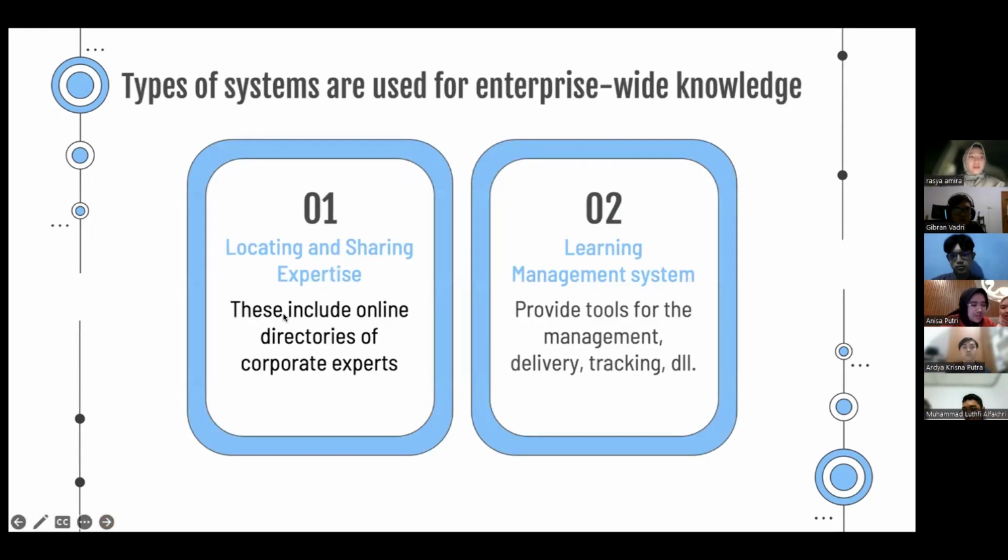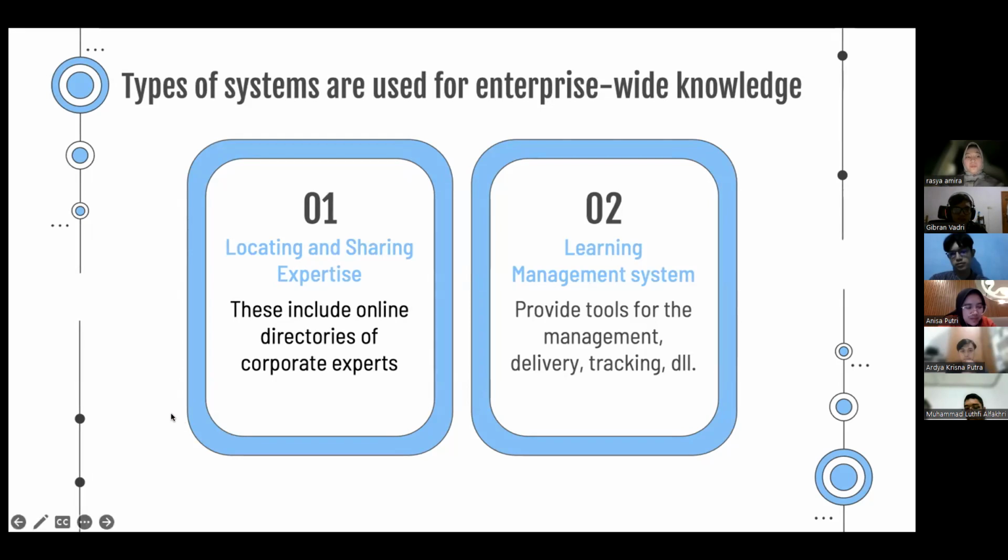And then there are types of systems that are used for enterprise-wide knowledge. First, we have locating and sharing expertise. This includes online directories of corporate experts and their profiles with details about their job experience, projects, publications, and educational degrees, and repositories of expert-generated content. Specialized search tools make it easier for employees to find the appropriate expert in a company.